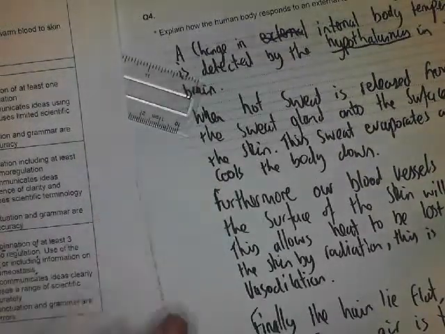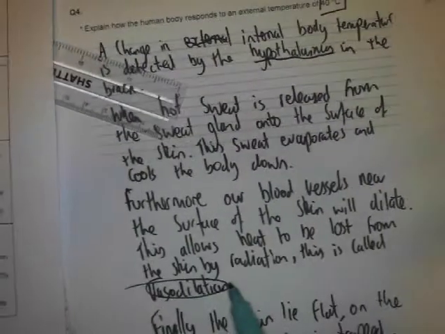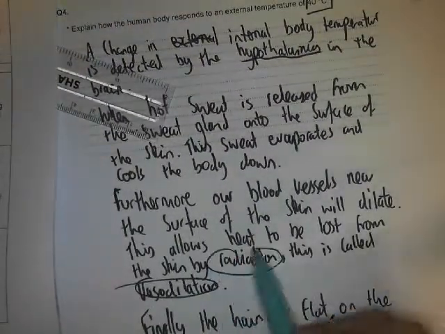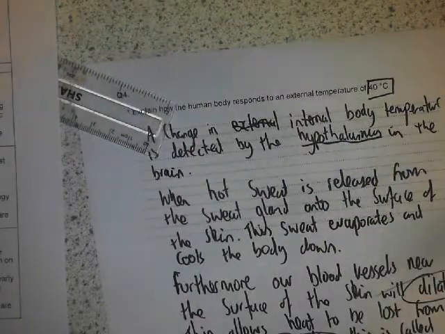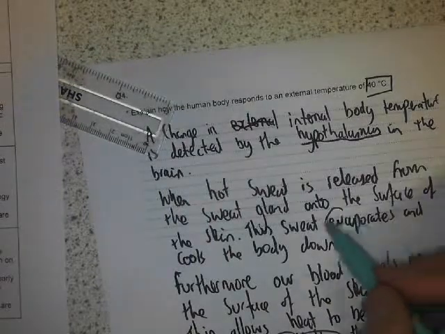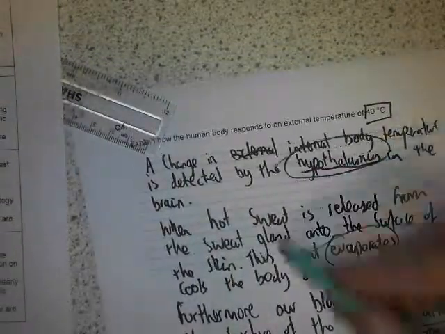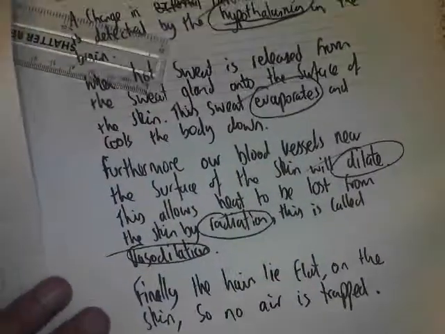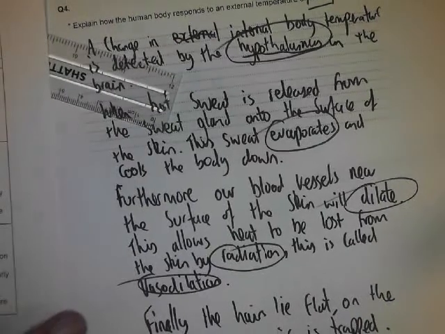So the examiner's thinking, right, what key words has this student used? Vasodilation, radiation, dilate. Words that you wouldn't see in a normal body of text that wasn't in a science exam. Evaporate, hypothalamus. These are all key words that they will say, right, yes, they've shown me enough evidence that this person knows what they're talking about.